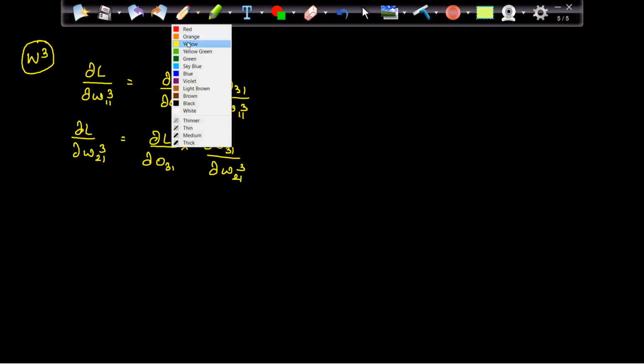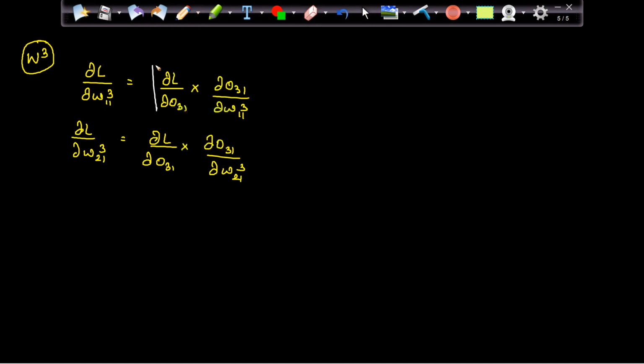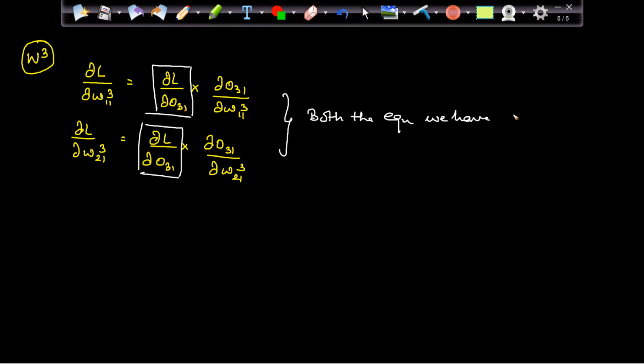Now, if you notice, this particular derivative, dou L by dou O31, I have used in both the equations, right? So instead of computing it 2 times, what if I save this value and reuse it? Because this is my first layer as of now. Let's go to the second layer.